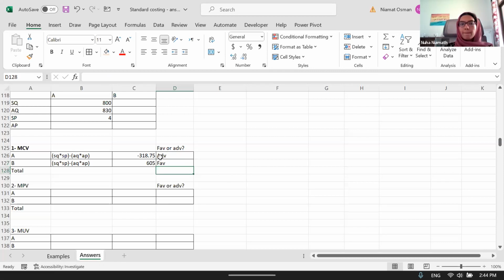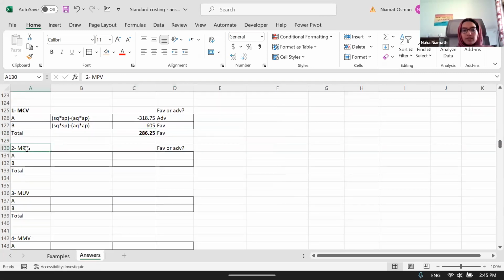Correct? Total is coming to 286.25. Everybody with me here? So total is adverse or favorable? Total is adverse, Neetu, are you sure? Total will be favorable because our favorable is more, right? So total will be favorable. Okay?